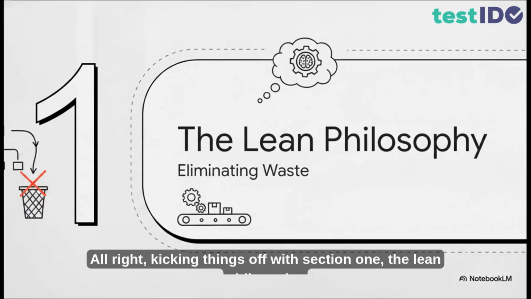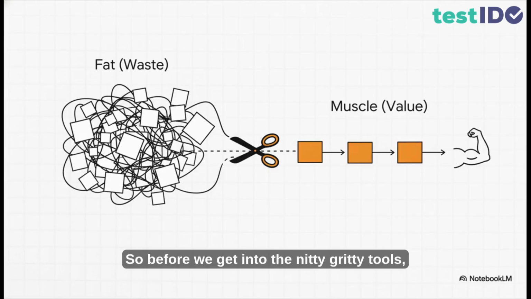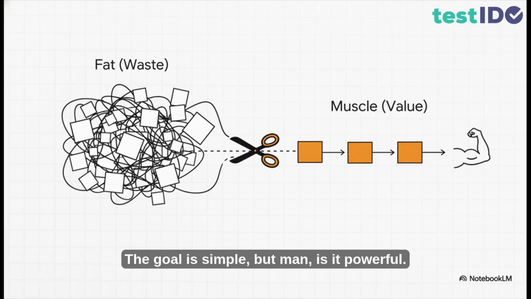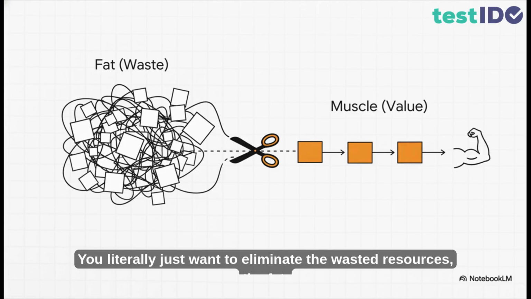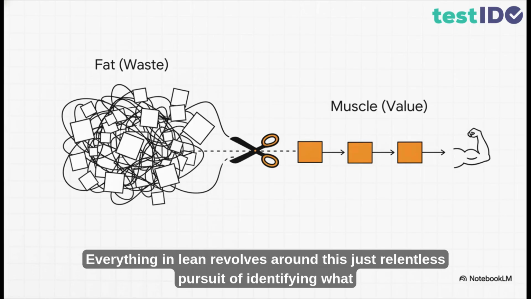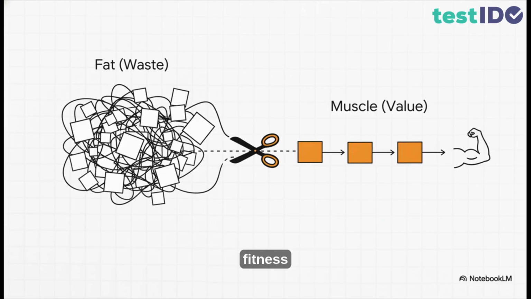All right, kicking things off with Section 1, the lean philosophy. Before we get into the nitty-gritty tools, we really need to understand the mindset here. Think of lean as the ultimate fitness regime for a business. The goal is simple, but man, is it powerful. You want to eliminate the wasted resources, the fat, and strictly maintain the activities that the customer actually values, the muscle. Everything in lean revolves around this relentless pursuit of identifying what adds value from the customer's perspective, and then ruthlessly trimming absolutely everything else.